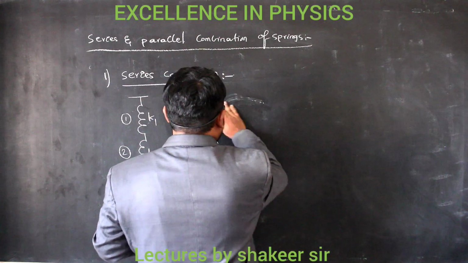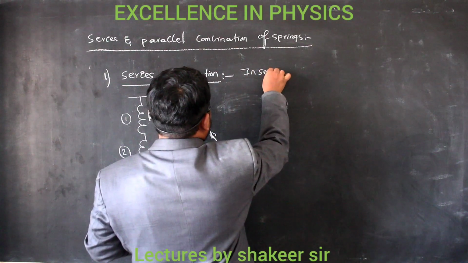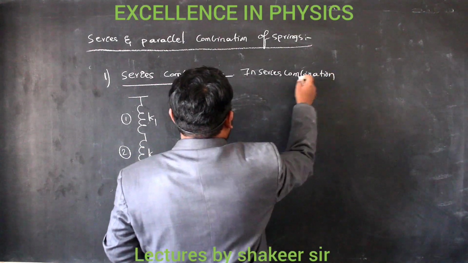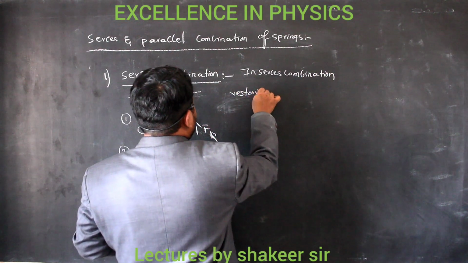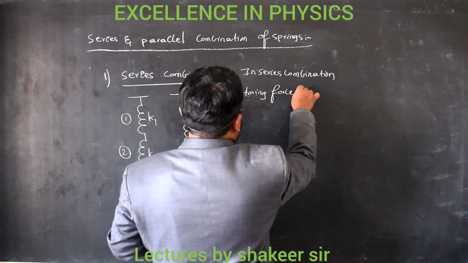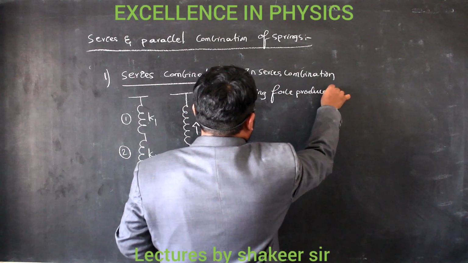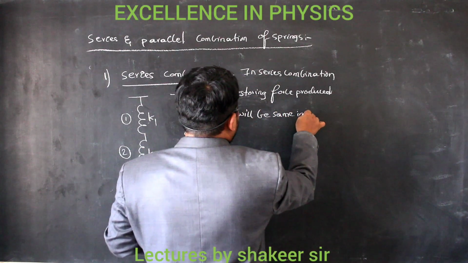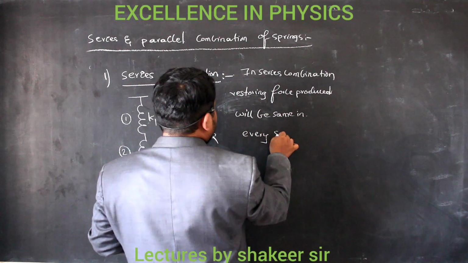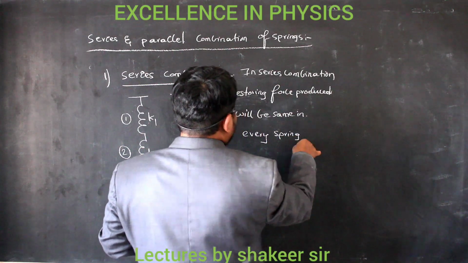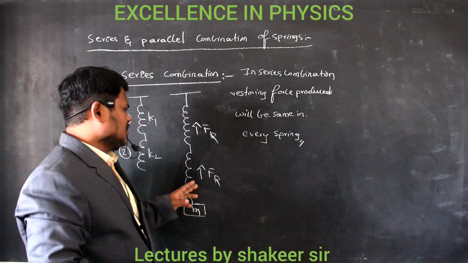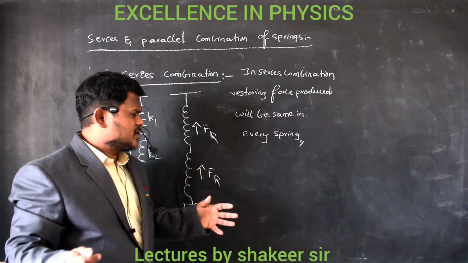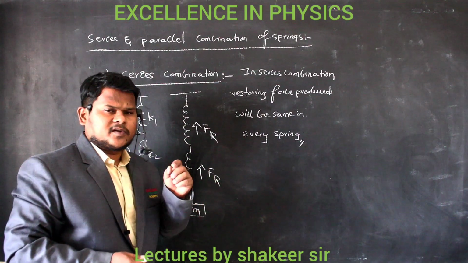So therefore, what is the note point here? I can write in series combination, restoring force produced will be same in every spring. What is meant by every spring? For example, if two springs are present, in both the two springs, restoring force will be equal. Similarly, if 10 springs are present, in all the 10 springs also, restoring force produced will be equal.